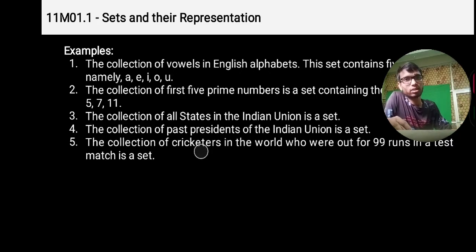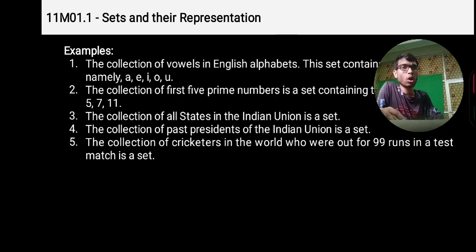Now next we have a set: the collection of cricketers in the world who were out at 499 runs in a test match is a set. So we are taking the collection of cricketers in the world who were out at 499 runs.